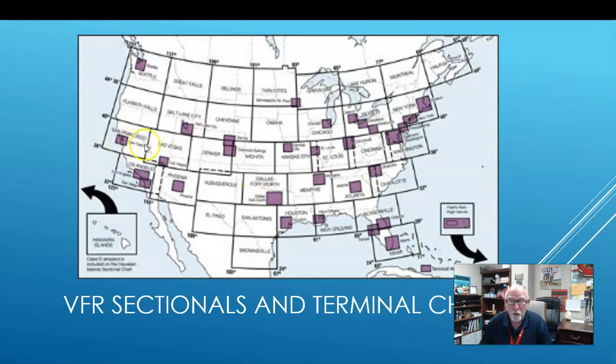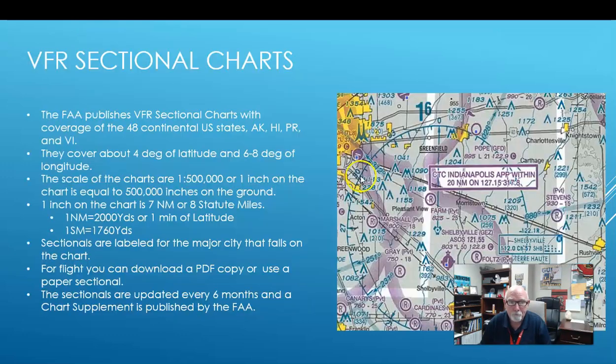Talking about VFR sectionals and terminal charts, you can see here there are 48 sectionals based on the major city airport. We again, of course, are Charlotte right here, the Charlotte sectional. The purple squares here are terminal area charts, which are basically, if you have a very busy airport, they'll have a separate chart of their own with a larger scale to give you more details.